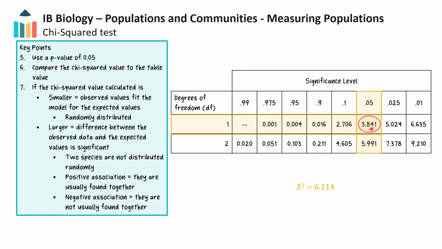If the chi-square value is larger than the value in the table for the given degrees of freedom and the p-value, it indicates that the difference between our observed data and the expected value, if there is no association between the species, is significant. This suggests that the two species are not distributed randomly. They could have a positive association, meaning they're often found together, or a negative association, meaning they are rarely found together. A significant result implies that the two species may be competing, cooperating, or influenced by a common environmental factor.